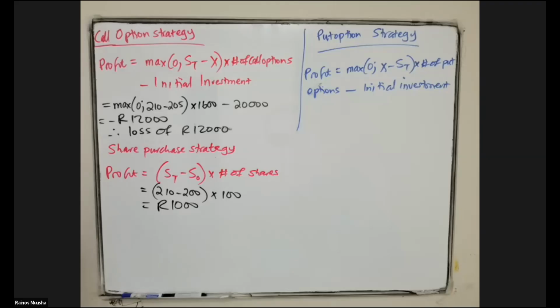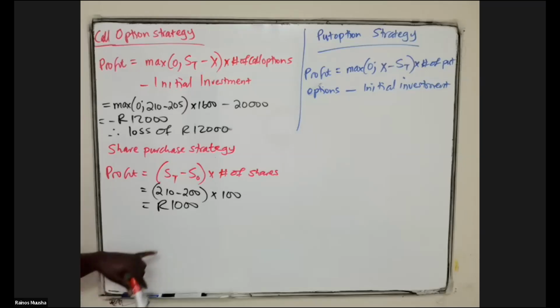So if the share price ends up being 210, which strategy is better? Call option strategy or share purchase strategy? Which one is better? The share purchase strategy with the gain. The share purchase strategy, because it's the one that is resulting in a what? Gain, okay.